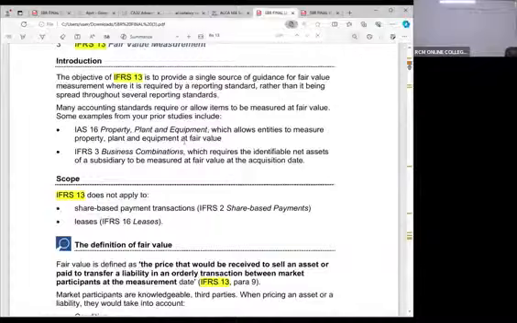IFRS 3, which is a consolidation standard, which we'll be discussing in just a few days, which is business combination, when businesses are combined, requires the identifiable net assets of a subsidiary to be measured at fair value at the acquisition date. IFRS 13 does not apply to share-based payment transactions, what we were doing here yesterday. It does not also apply to leases, IFRS 16.